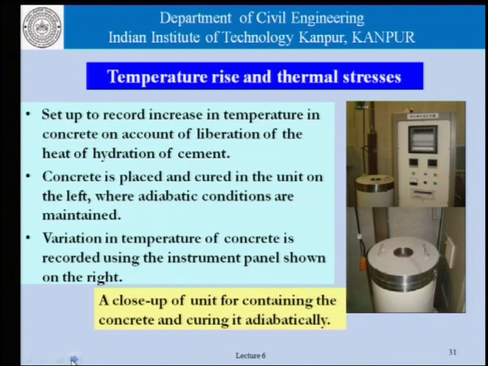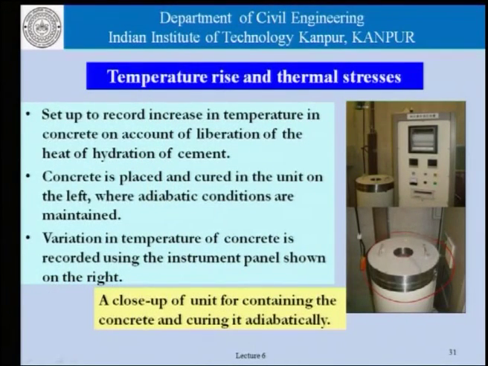This here is a setup which is sometimes used to study the changes in temperature on account of the liberation of the heat of hydration. We have seen that when cement hydrates, it liberates a lot of heat, and that heat liberation leads to an increase in the temperature of concrete. We want to monitor this temperature rise, which is at the root of the introduction of thermal stresses in the concrete. And this setup, which is shown here, records the increase in temperature in concrete on account of the liberation of heat of hydration of cement.